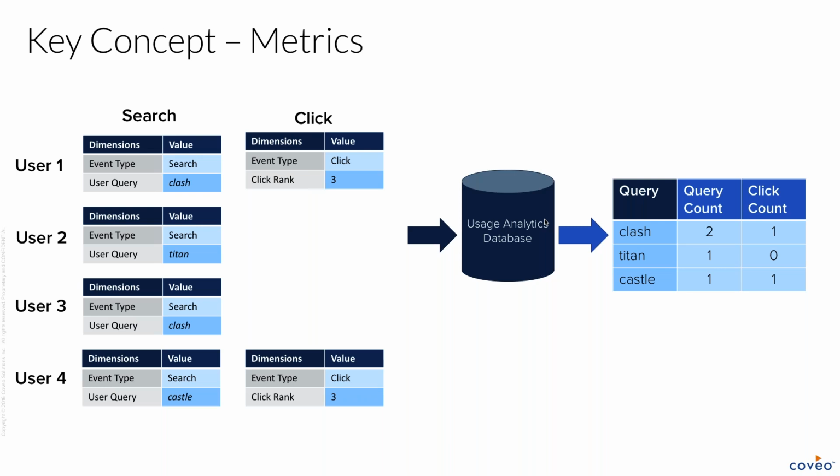Dimension like query. Query is probably the most fundamental dimension you'll be reporting on, because query is really the keywords that are used by my user. And then from this, you will say, okay, how many times was a given query made? How many times did people search for Clash? How many times did people search for Titan? That sort of stuff.